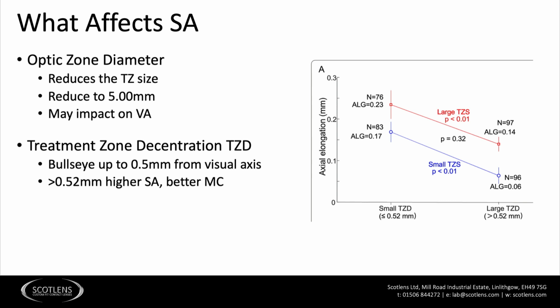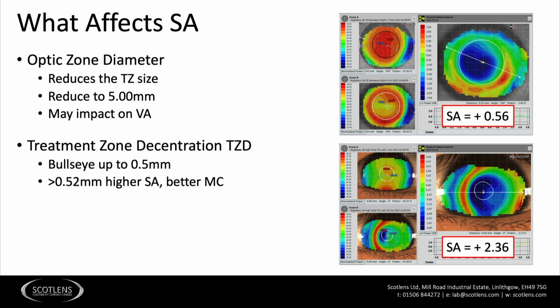If we've got a lens that's decentering, although the patient might have slightly reduced acuity, it's going to be inducing a better amount of axial elongation slowing down. You can see here the topography on the top, we've got a bullseye topography, and we've got a relatively low increase in spherical aberration of 0.56. So in this patient, we would want to reduce the back optic zone diameter smaller to induce more spherical aberration if the patient would tolerate that visually.